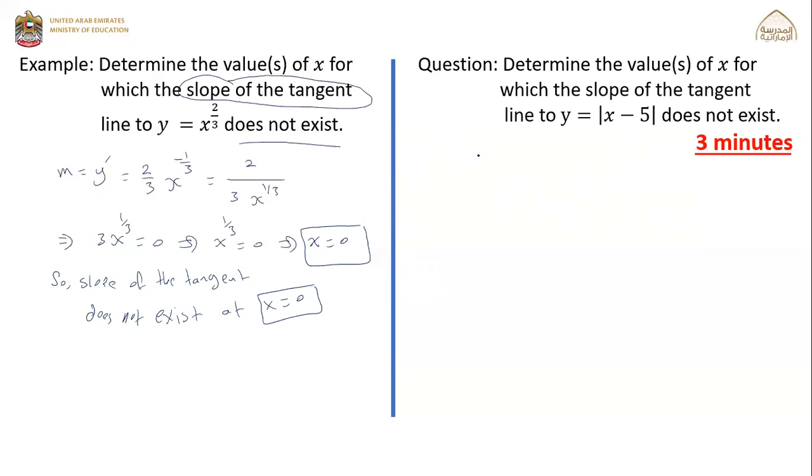Okay, now let me check with you the solution for this question. My question here is y equals the absolute value of x minus 5. This function, as we know before, we can write as a piecewise function: x minus 5 when x is greater than or equal to 5, or 5 minus x for x less than 5. So this is the function y. If I show you now the graph for this function, it comes like this. Here, 5.